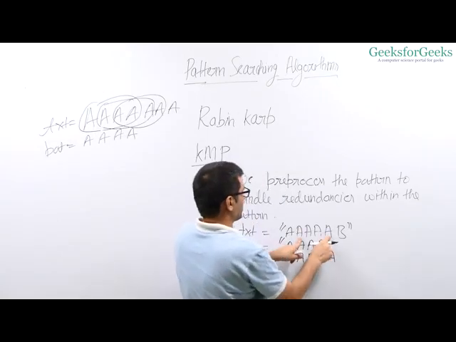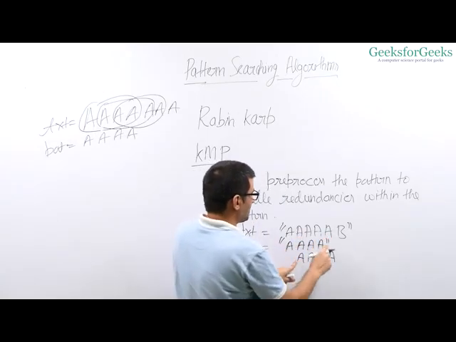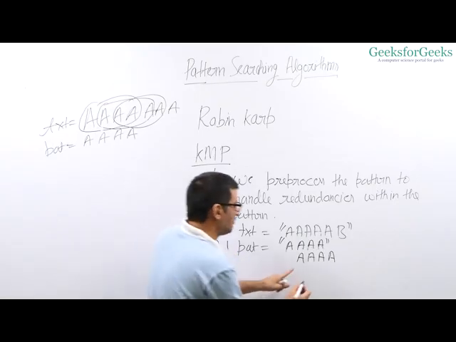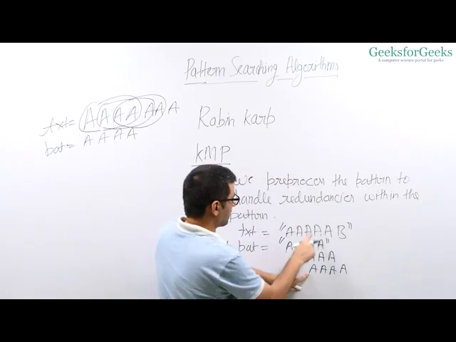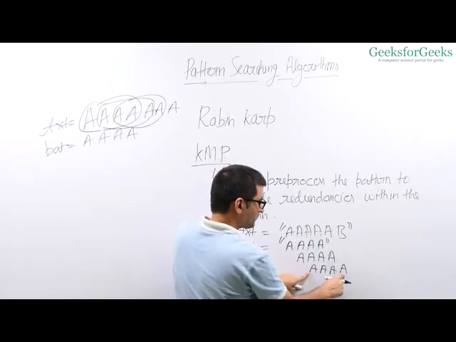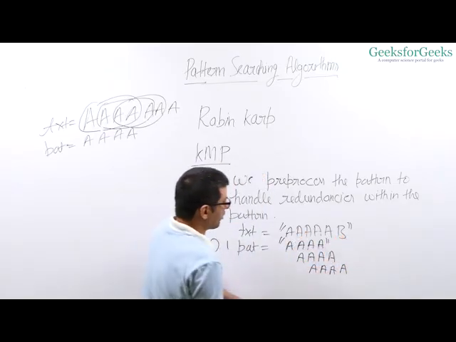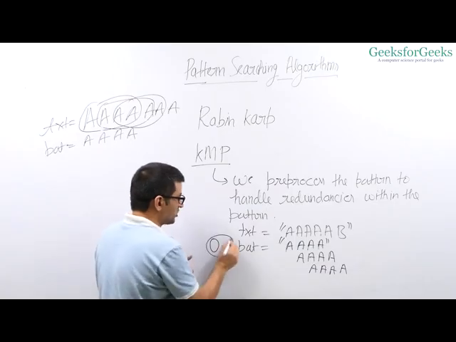We'll again match all the characters, right? And on the match, we'll print 1. Then we'll move it to the next window, and we'll compare all the characters one by one. And we'll see a mismatch, so we would not print 2 as an output. So our output is 0, 1.